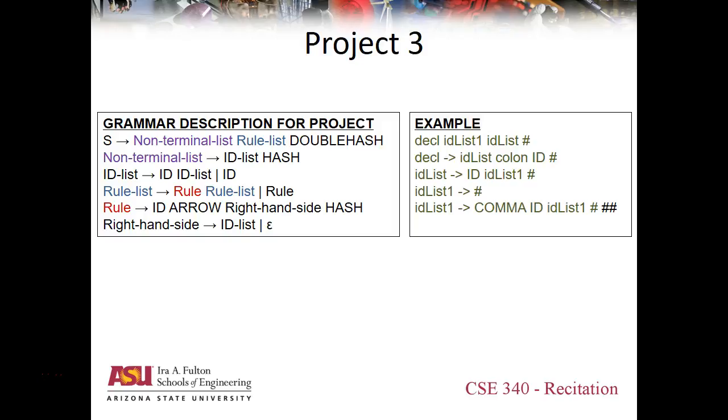So then the next thing is the rule list. All these guys right here make up the list of different rules. A rule list is prepended by a rule, which is down here, and then is attached to the rest of the rule list. Or it's just a single rule. A whole rule list could be just one rule, and that's what the other rule is there for. And then a rule is made up of an ID, an arrow, and then the right-hand side, ended with a hash.